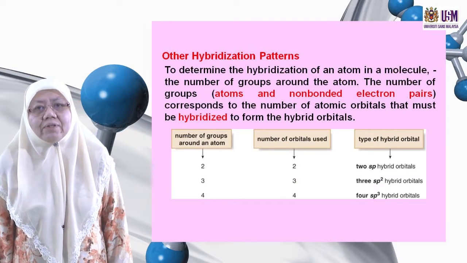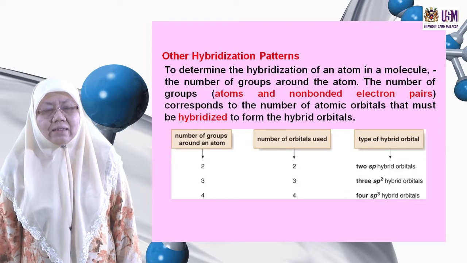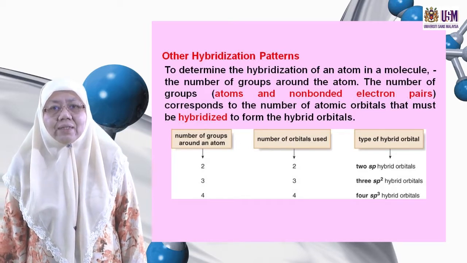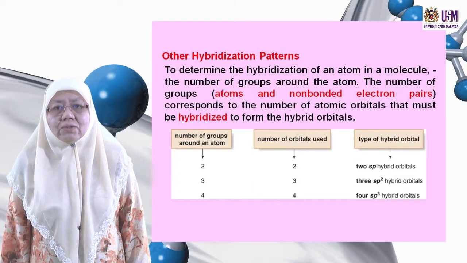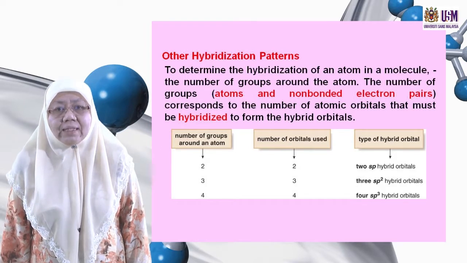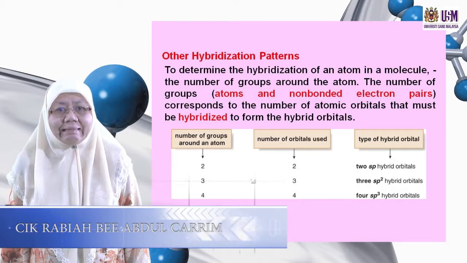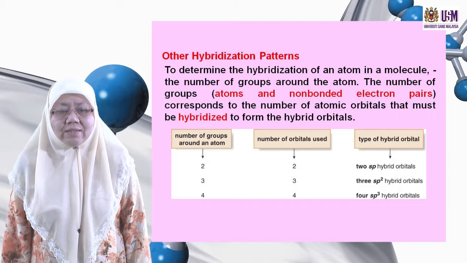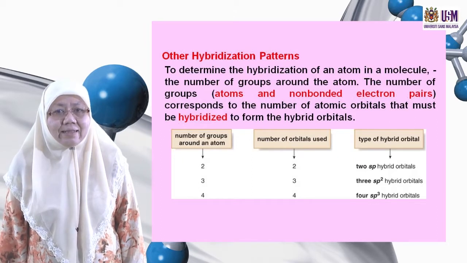In order to determine the type of hybridization of an atom in a molecule, we have to look at the number of groups around the atom. The number of groups, which is either atoms or non-bonded electron pairs, will correspond to the number of atomic orbitals that must be hybridized to form the hybrid orbitals. When we have 2 groups around an atom, the number of orbitals used would be 2, and we will have 2 sp hybrid orbitals. And when the groups around an atom are 3, we will use 3 orbitals, the type of hybrid orbital is sp2, and we will have 3 sp2 hybrid orbitals. And when there are 4 groups around an atom, the number of orbitals used would be 4, and we will have 4 sp3 hybridized orbitals.